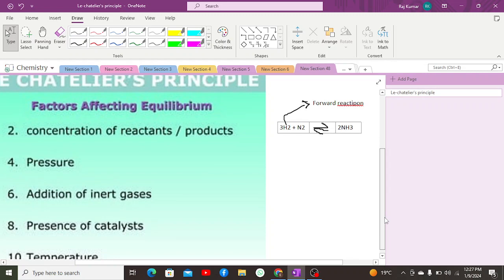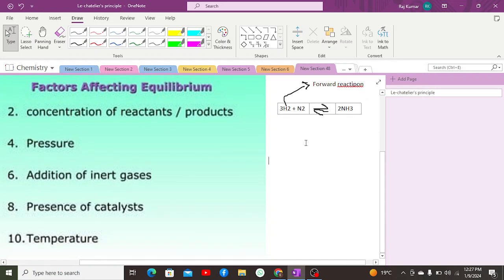Likewise, if we talk about temperature, on the basis of temperature there are two types of equilibrium: the exothermic equilibrium, and the second type, the endothermic equilibrium.